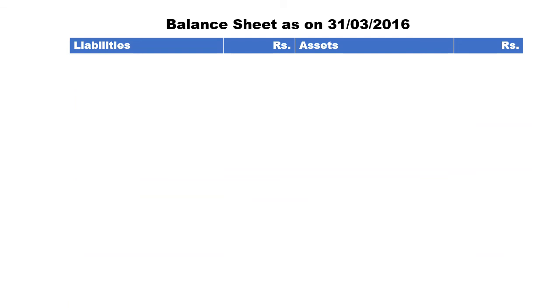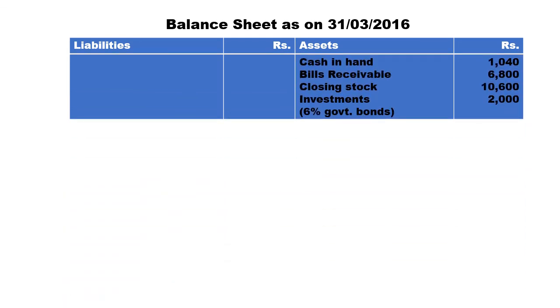So next, preparation of balance sheet as on 31st/3/2016. In that first one, assets, we are going to record cash in hand 1,040 rupees. You can check the cash account. Bills receivable 6,800. We have prepared bills receivable account because closing balance of bills receivable is not mentioned in the question. Then closing stock 10,600. Investments 2,000.